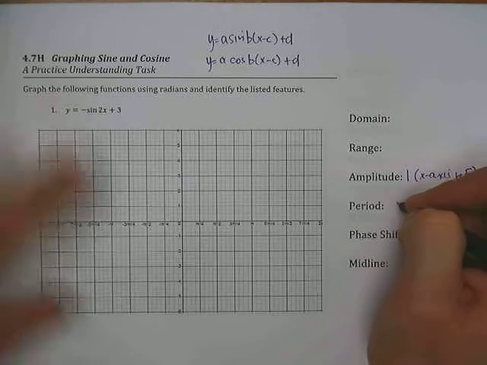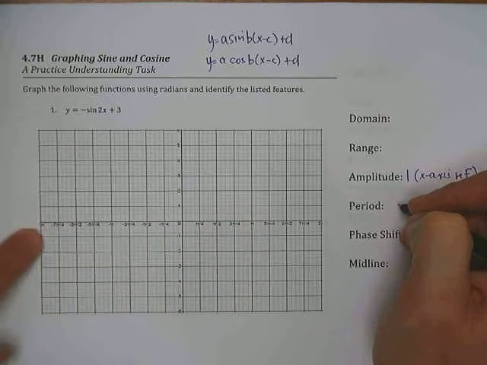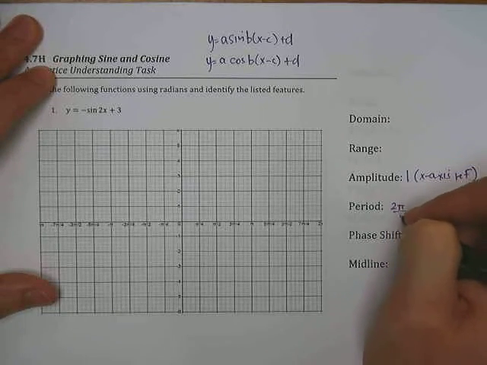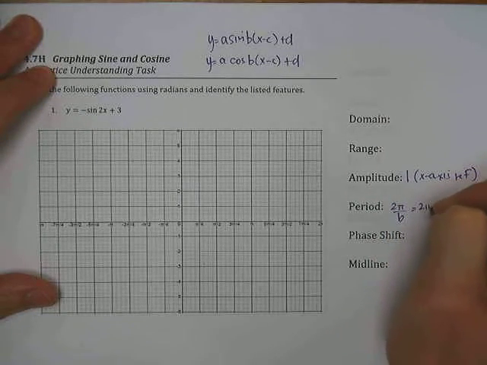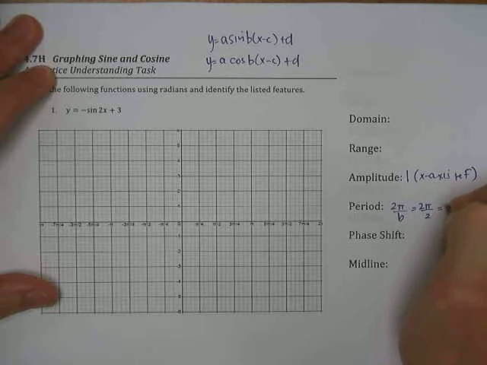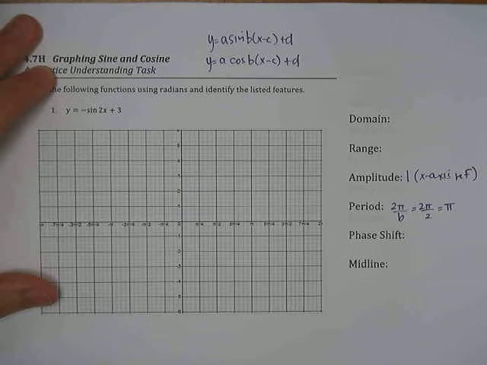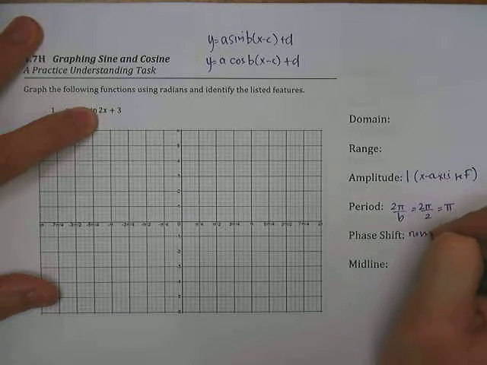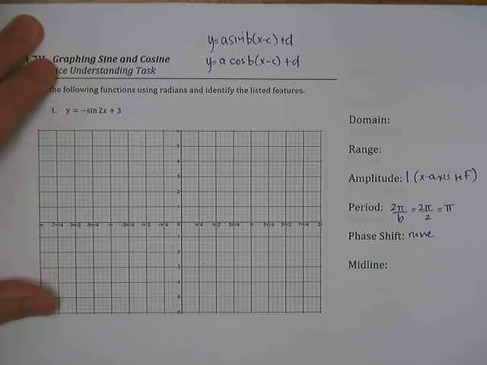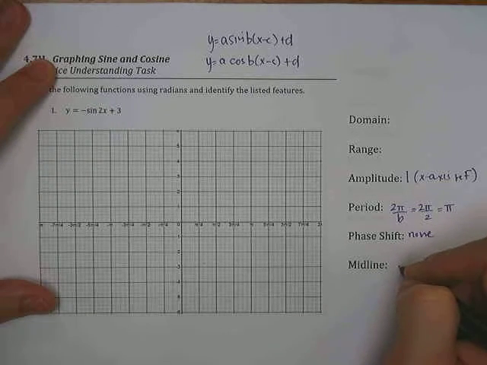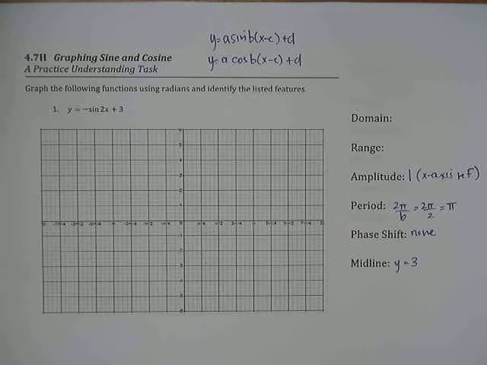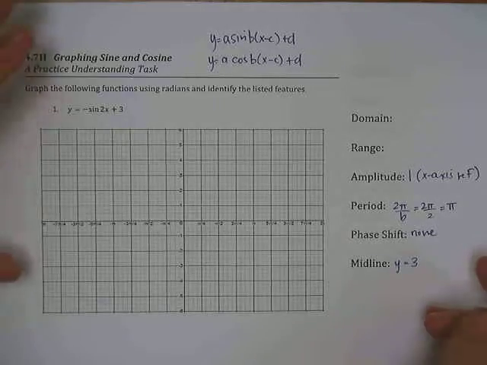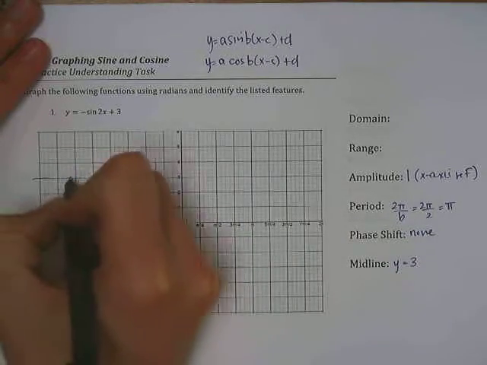If I want to figure out my period, in this case all of my stuff is labeled in radians, so we're going to go 2 pi over my b value. In this case, 2 pi divided by 2, which gives me a full period length of pi. Phase shift, there's nothing with the x, which means that there is not one. And my midline value is that vertical shift value on the end, which is 3. Since our midline is going to be drawn as a horizontal line, please write it as an equation, y equals 3.